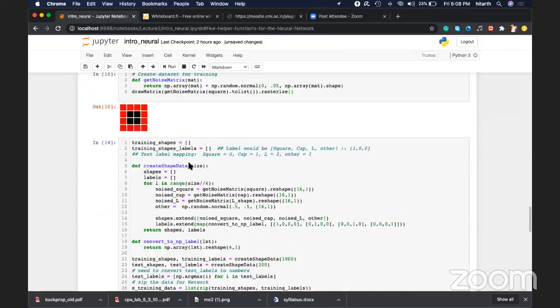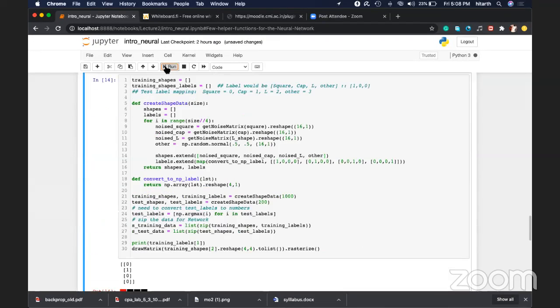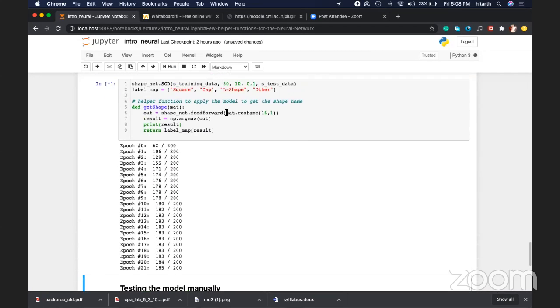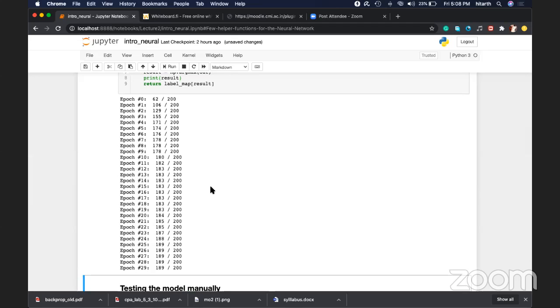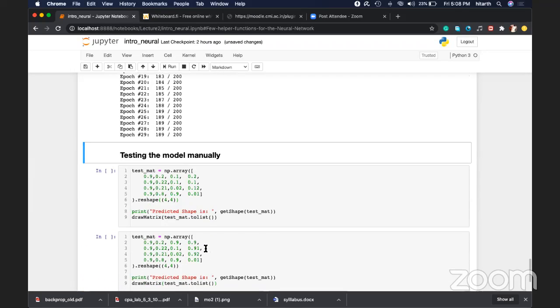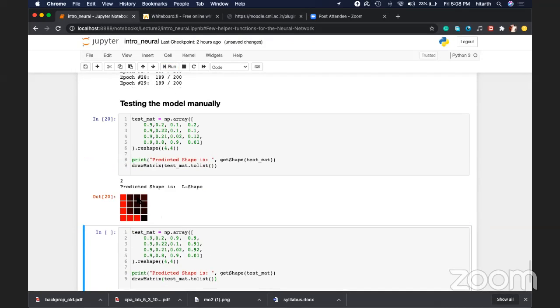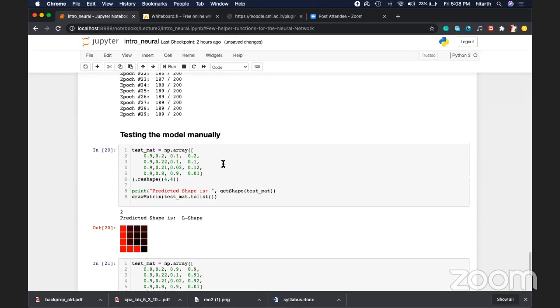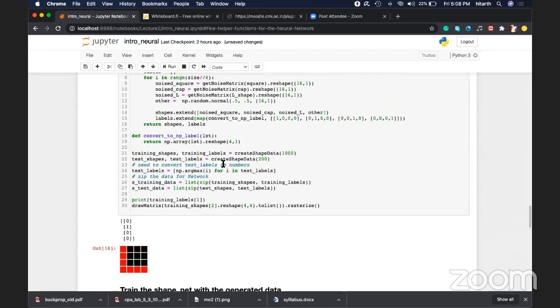Okay, I didn't actually run all of them. So this is learning quite fast because I just have a few examples, and you see it's already 189 out of 200. And this is the matrix, and it predicted L shape. So that's cool. If I run this again, this is what is predicted, square, and it is actually kind of a square.